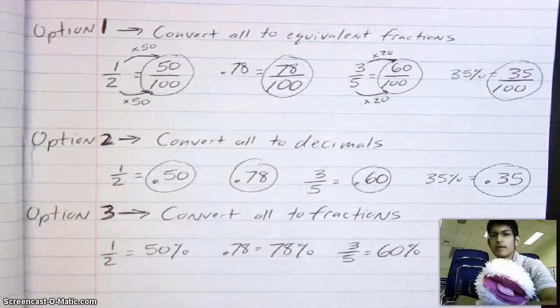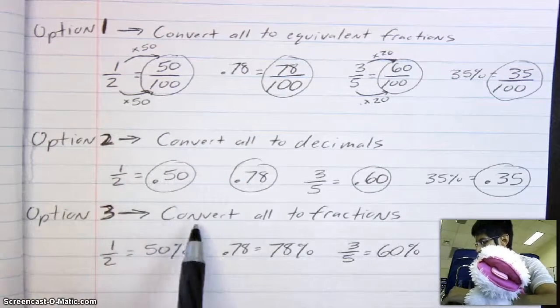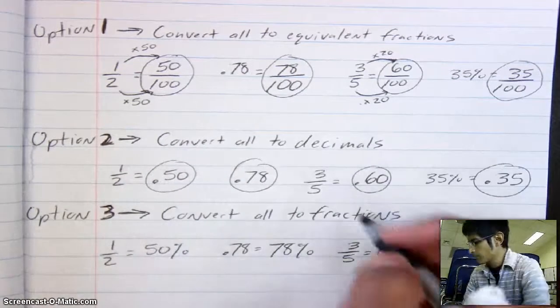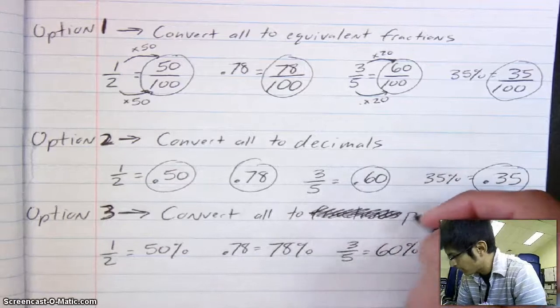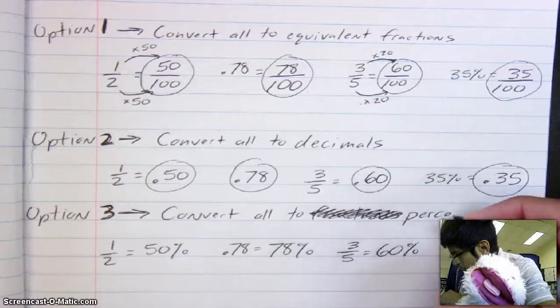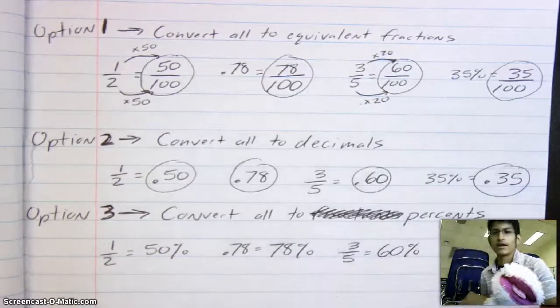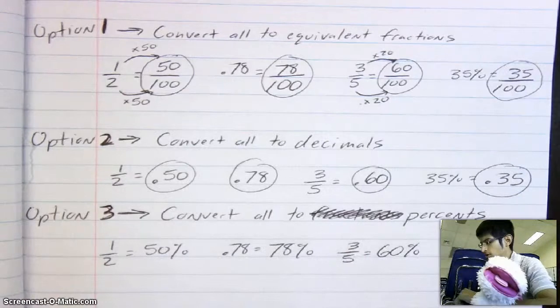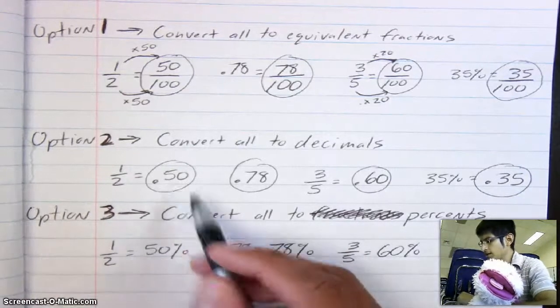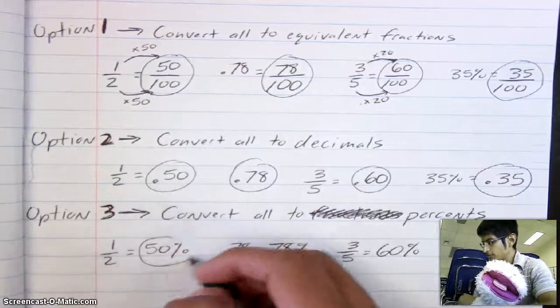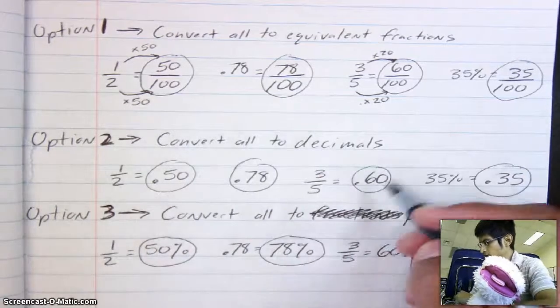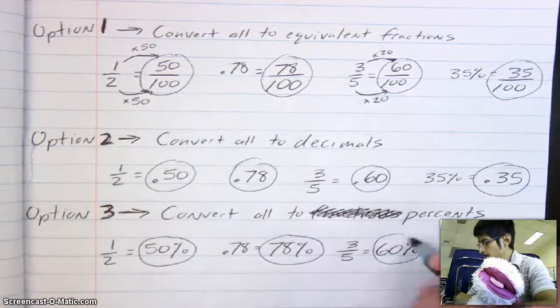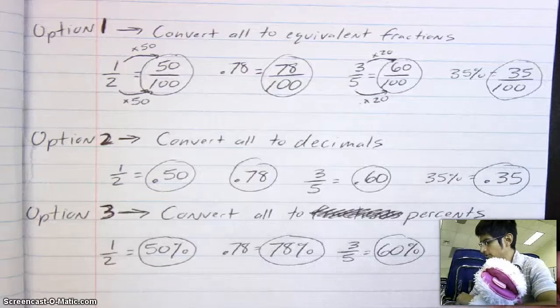All right, and then my third option is going to be to convert all of the rationals to be, whoa, I wrote the wrong number on here. Not fractions, convert them all to be percents. Sorry about that, guys. All right, so to convert all of them to percents, we already have the decimals, so 50 hundredths would be 50%, 78 hundredths would be 78%, 60 hundredths would be 60%, and 35 hundredths would be 35%.